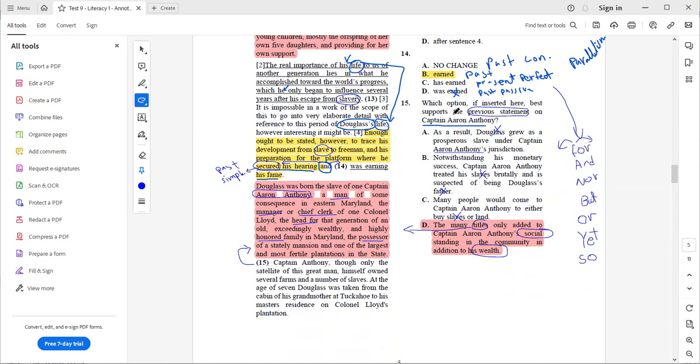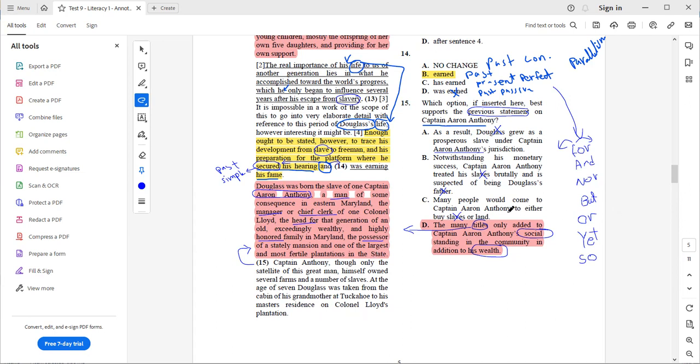15, Engineer Zaina. Read it, please. Which option, if inserted here, best supports the previous statement about Captain Aaron Anthony? Take care. Now I need a sentence to be stated here that supports the highlighted one, so we have to read the highlighted one and find the keywords. Douglas was born the slave of one Captain Aaron Anthony, a man of some consequence in eastern Maryland, the manager or chief clerk of one Colonel Lloyd, the head for that generation of an old, exceedingly wealthy and highly honored family in Maryland, the possessor of a stately mansion and one of the largest and most fertile plantations in the state.